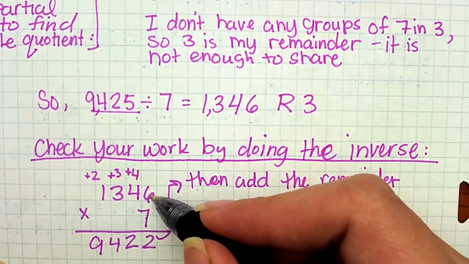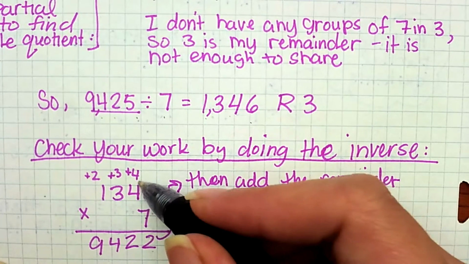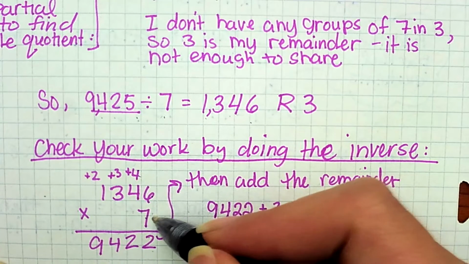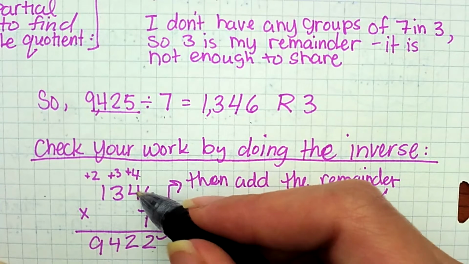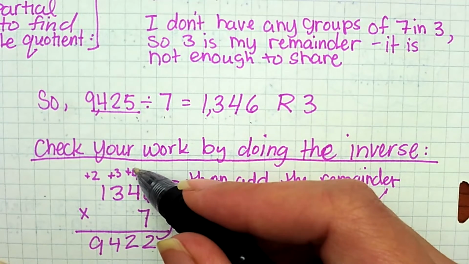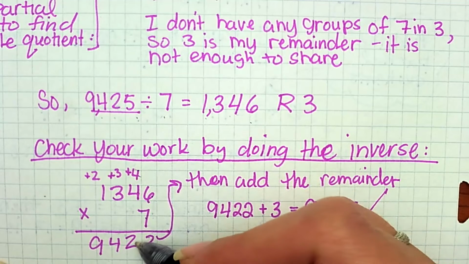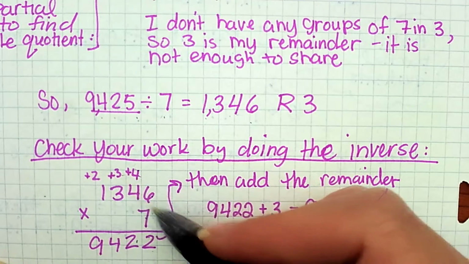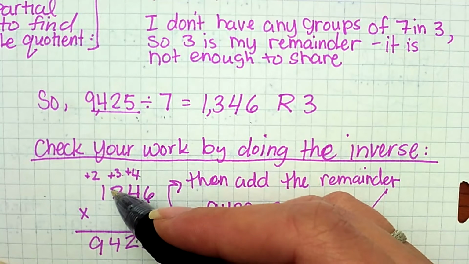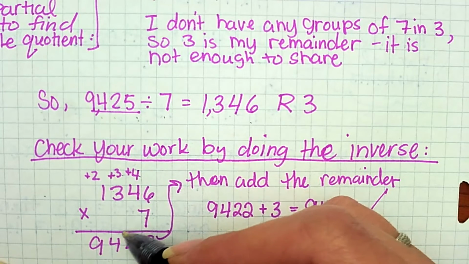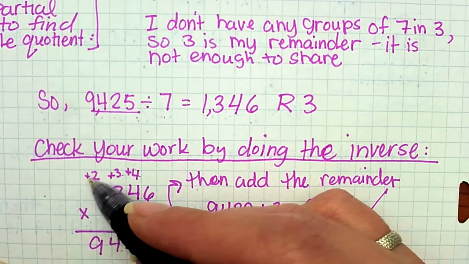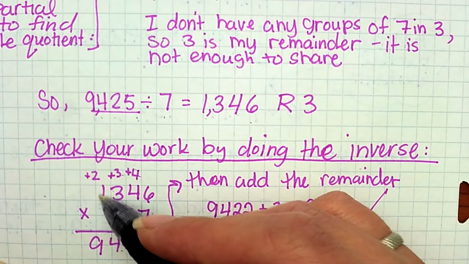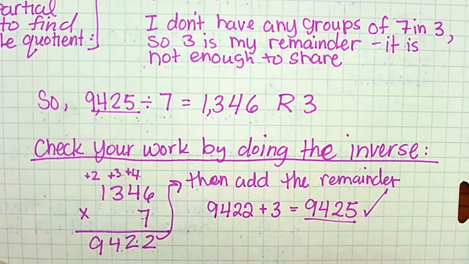So 7 times 6 is 42. I put my 2 here and I carried my 4. 7 times 4 is 28. 28 plus 4 gave me 32. So I put my 2 here and I carried my 3. 7 times 3 is 21 plus 3 is 24. So I put my 4 here and I carried my 2. And then 7 times 1 is 7 plus 2 is 9. So this gave me 9,422.